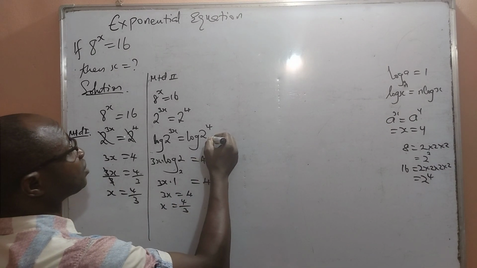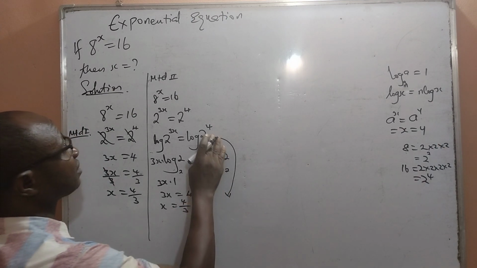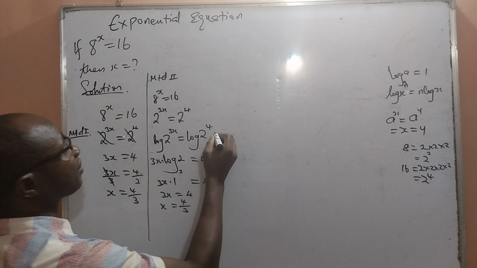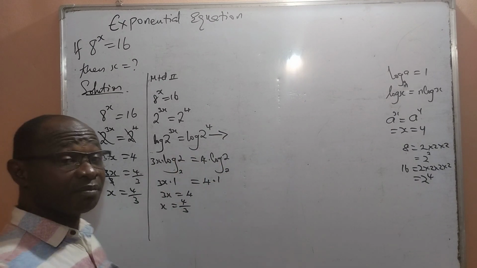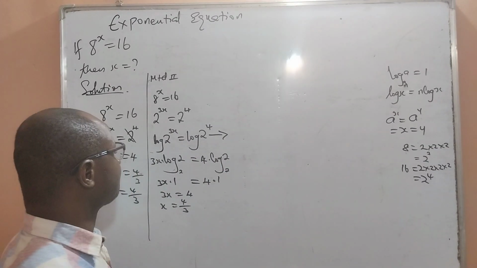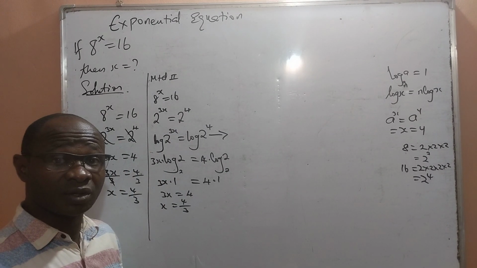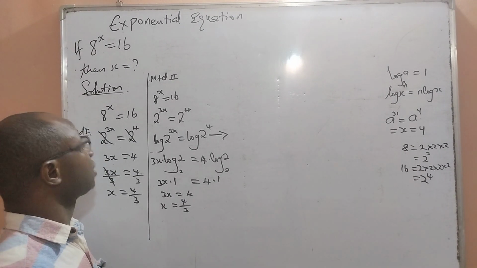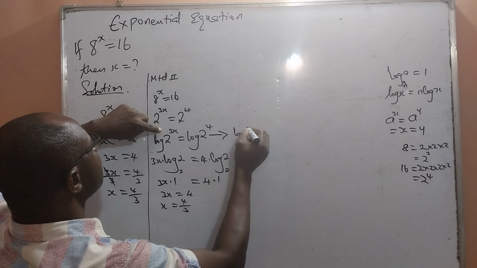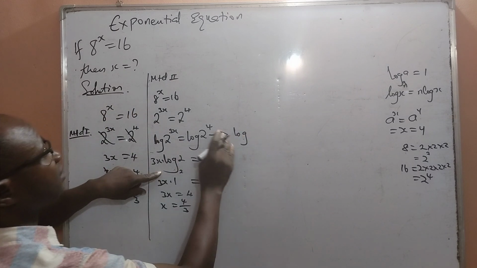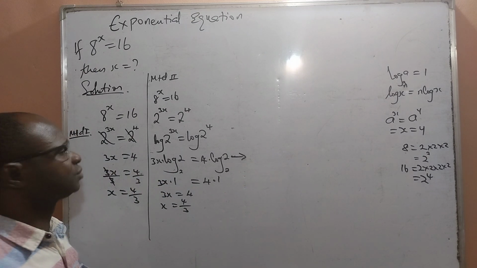Then, from this point, let me put it this way. From here, you can decide not to assign base 2 to logarithms on both sides. And what you do is to divide both sides by log base 2, log 2. And that means I can write it, from this point. I hope I am not confusing you.